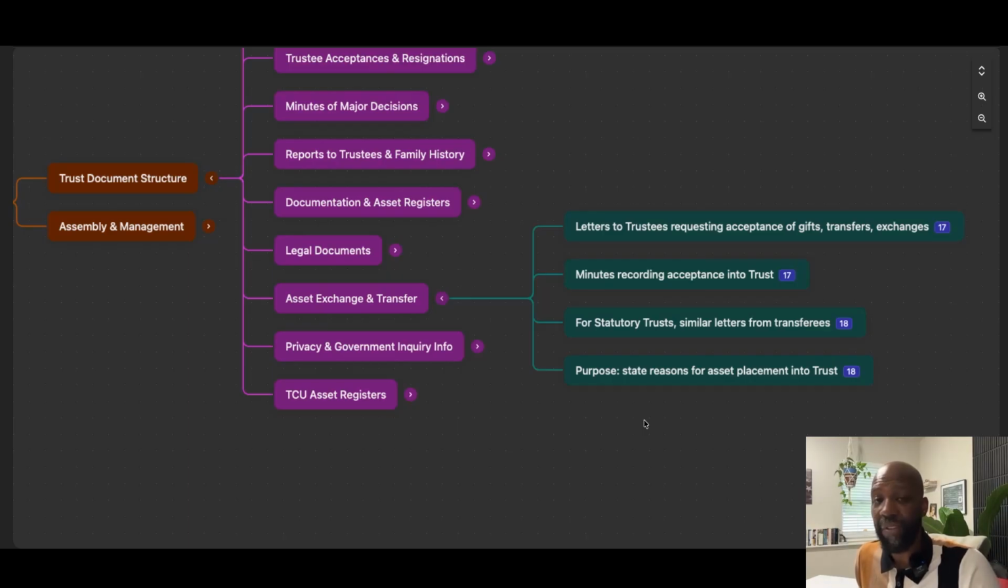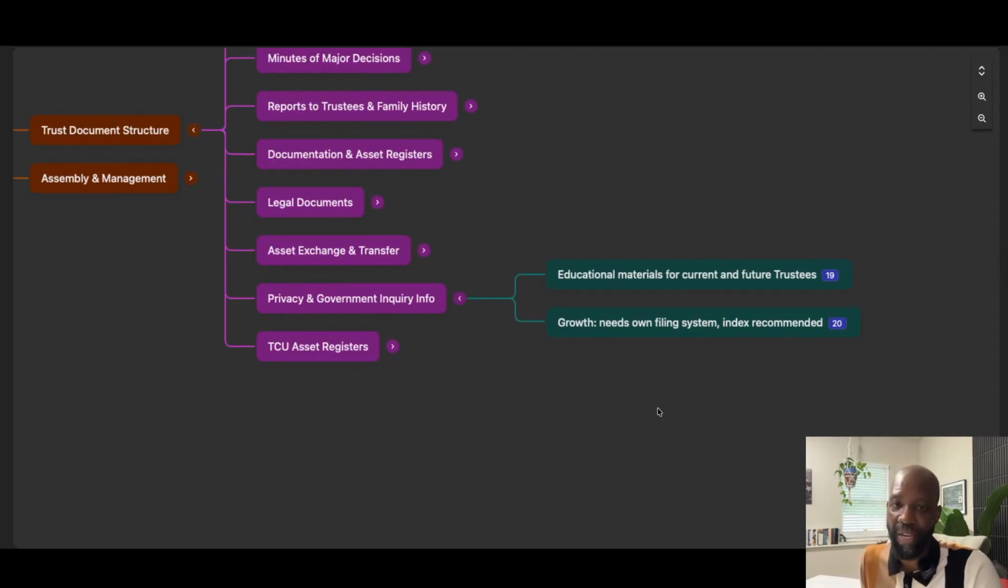Why? Well, if the trust owns it, if you operate a business, the trust owns the equipment that the business uses. Well, now the trust can be paid a rental fee or a leasing fee, which gives the trust legal teeth because it now earns its own income, right? That's how your trust got to be set up. It's got to make its own money. Privacy and government inquiry information. Okay. Educational materials for current and future trustees.